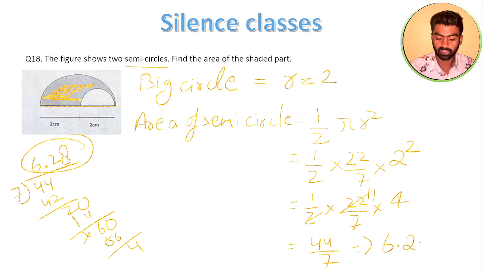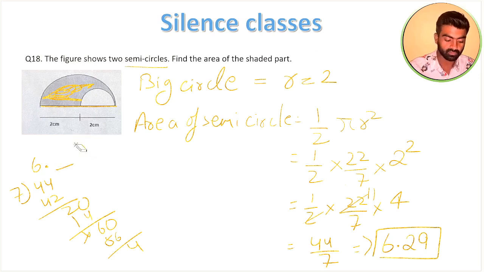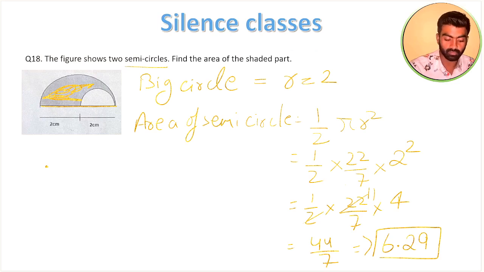6.28, or you can say 29. Okay, we can write it down like this. So area of a semicircle, of the big circle, we got this one. Now we have to find out the area of the small circle, because once we get the area of the small circle, we can subtract it from the area of the big circle. Then we can easily find out the shaded portion.